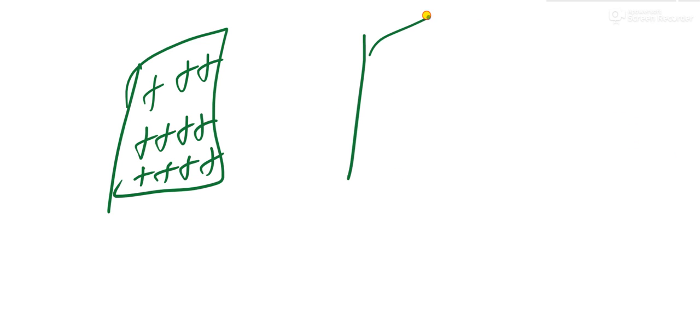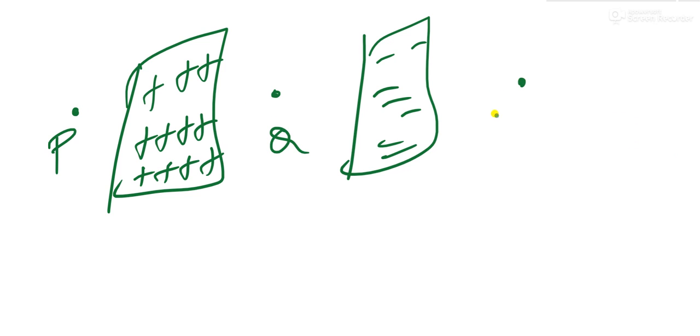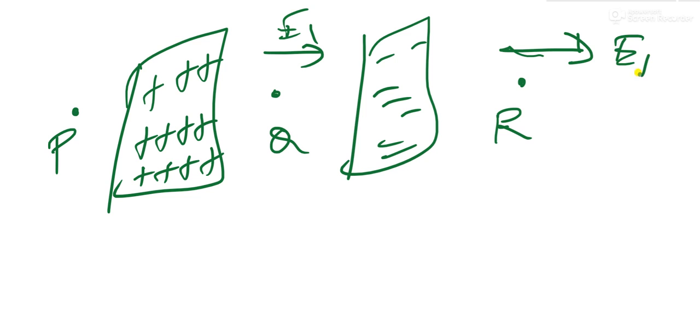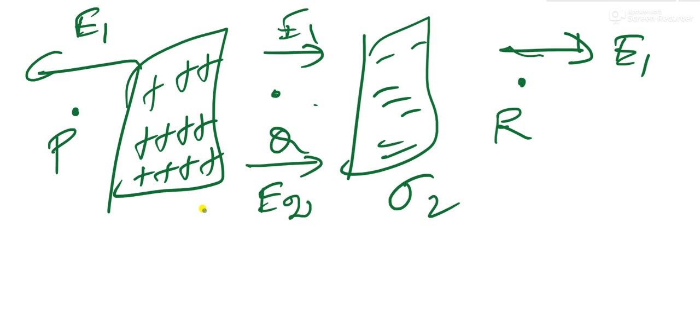Using this same concept, you can use this one for plus plus plus, and the next one minus minus minus. So we want 3 different points, P, Q, R. Because of plus, E1 will be outwards. Because of plate 2, which is negative, the electric field will always be pointing towards it, so E2 will be towards.